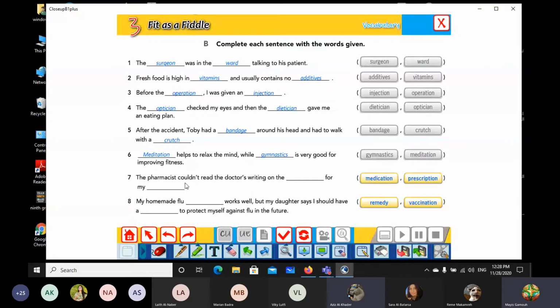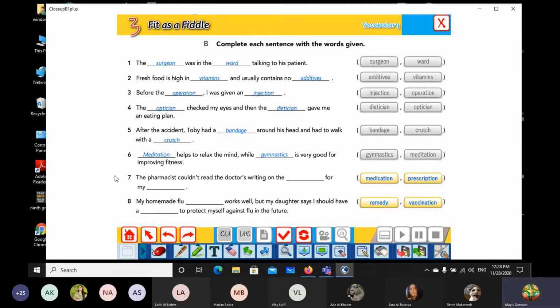I don't know. Okay. The pharmacist couldn't read the doctor's writing on the medication for prescription. All right. Are you sure this is the right answer? No, it's by swapping the words. Okay. Why? So that the sentence works. Okay. Can you explain the sentence for me? And in English, please. I don't know. Okay. Thank you, dear.